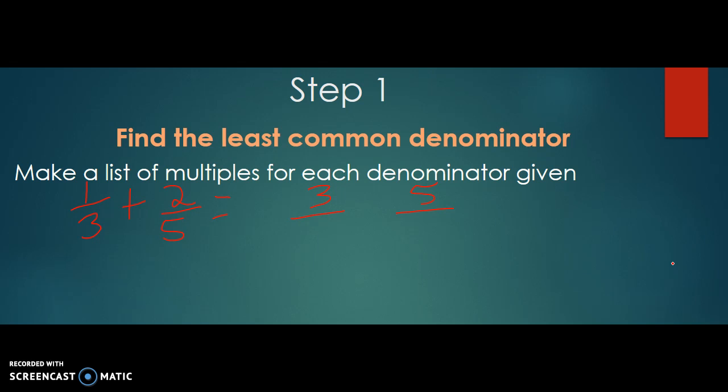So when our denominators are different, we have 3 and 5. We cannot add or subtract until they are the same. So let's fix it. Step 1, find the least common denominator. Means to make a list of multiples for each denominator given. Our denominators are 3 and 5. So multiples, they are the answers that we get when we multiply numbers together.